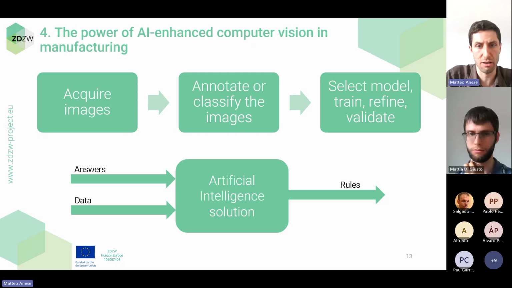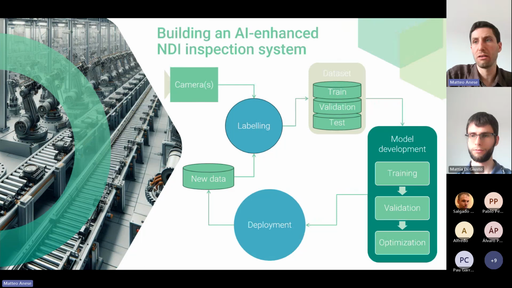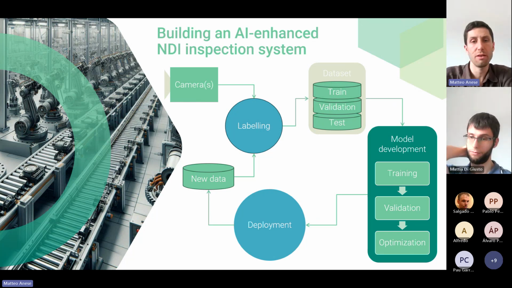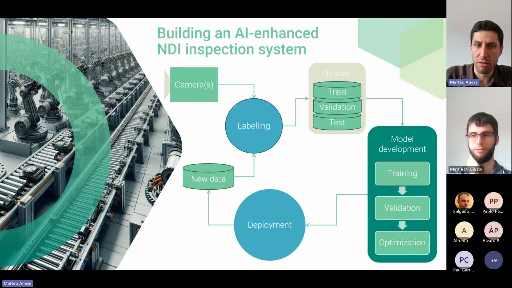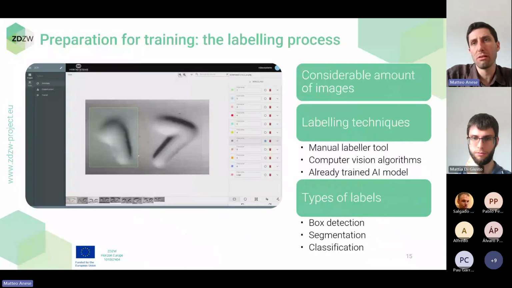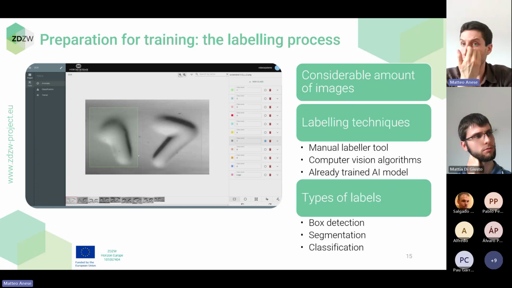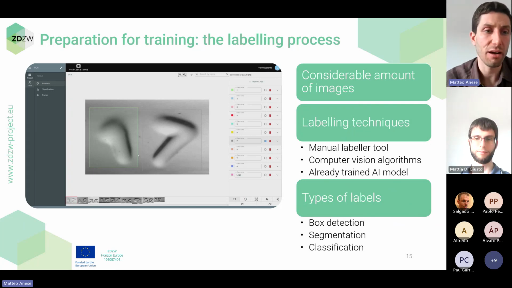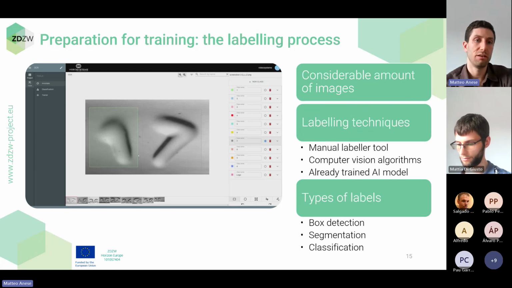Let's delve into the process further. This is a defined scheme of a typical workflow for developing an AI-enhanced non-destructive inspection system. So we start from the camera acquisition, and then we have to label the images that the cameras shoot. The labeling can be done in several ways. The first is the manual one. Here you can see a screenshot on the left of figures being labeled by a manual operation. And here we have to do practically an OCR, so an optical recognition of characters.